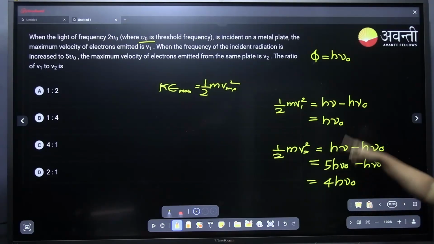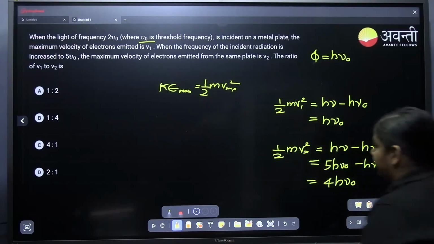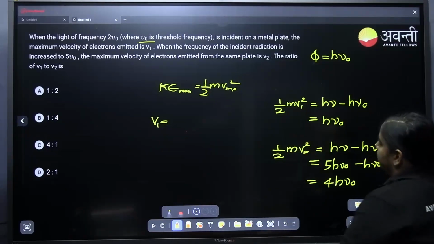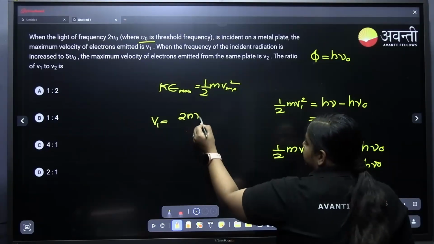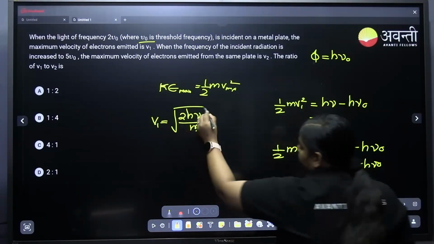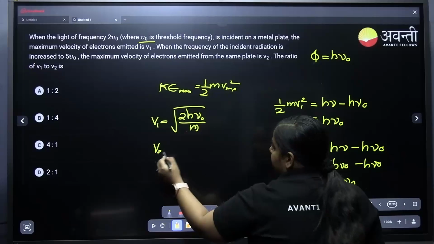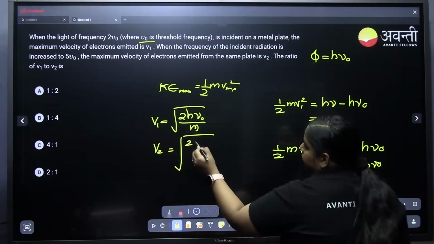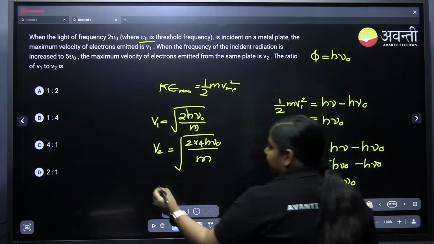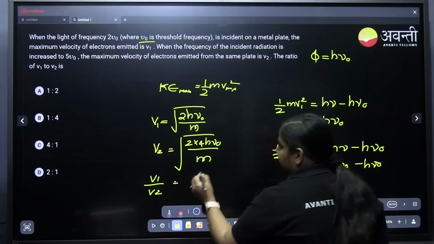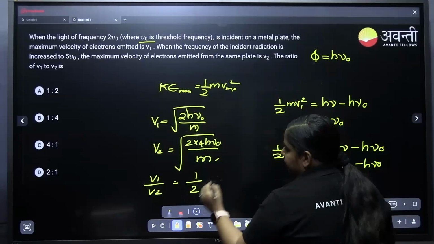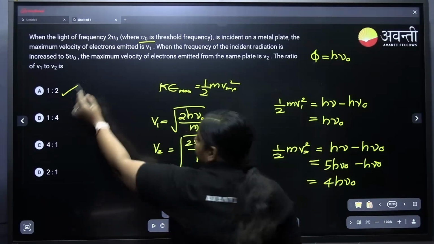Because we don't have to directly find it. We have to find v1 and v2. v1 is equal to root of 2h nu naught divided by m. Then v2 equal to root of 2 into 4 h nu naught by m. When you take the ratio v1 by v2, 2h nu naught by m will get cancelled. 1 by root 4, that is equal to 2. Option A is the answer.